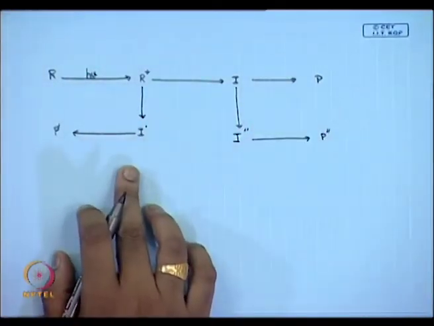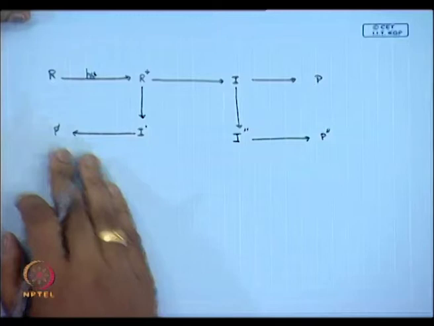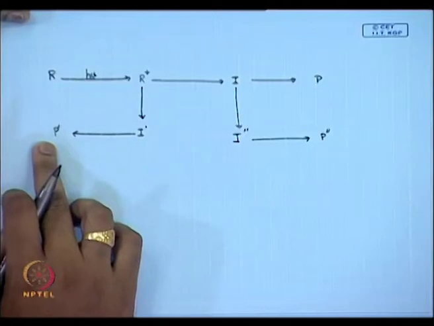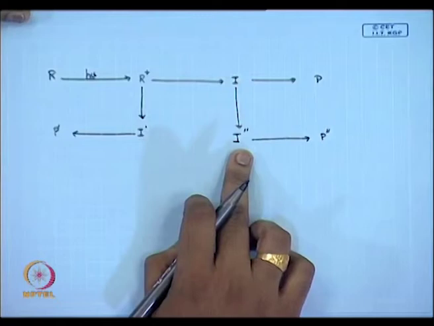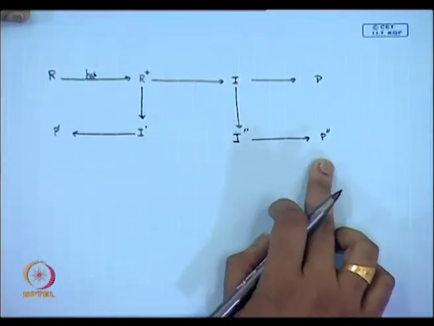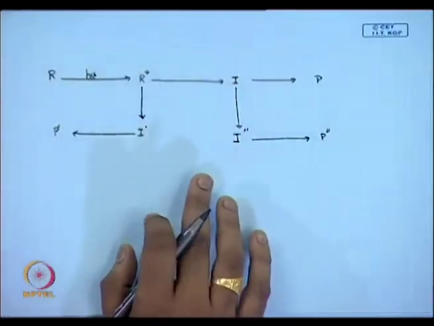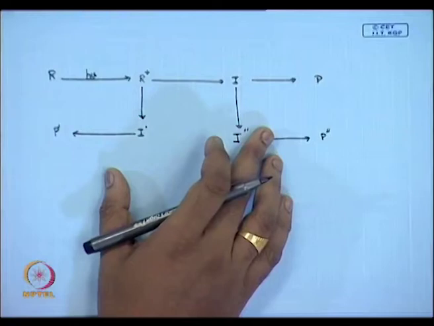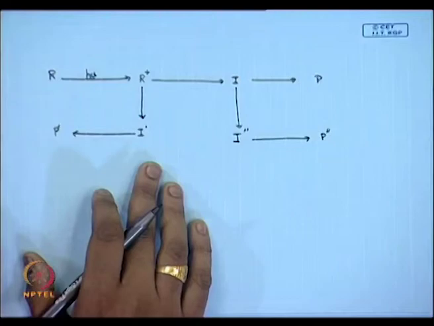In the first case, we have said that R goes to R star and gives me back my R. In the second case, your R gets excited to R star, gives me another intermediate I prime, which gives me a different product, or my R star gives to I and gives me I double prime, giving me different products. So, I am getting like 3 products. These two steps, the previous one we call photochemical inefficiency steps, and this one we call a product inefficiency step. These two you should understand before we do quantum yield calculations, right.